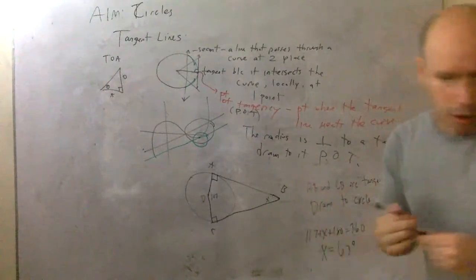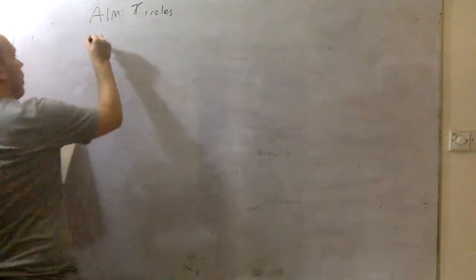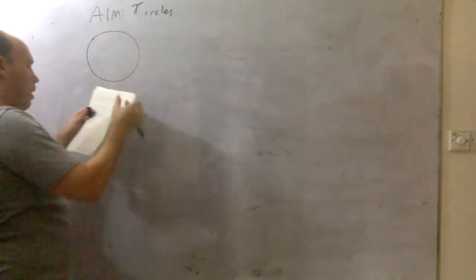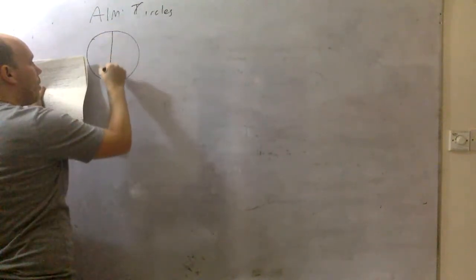You might see another problem. Let me pause this. Okay, another problem is, here's another circle. Once again, we have a circle. We have, let's say this is the diameter.